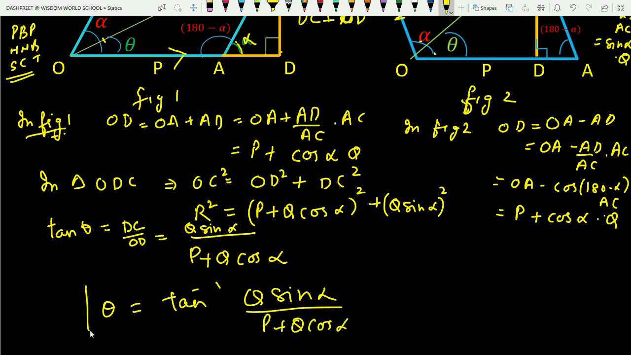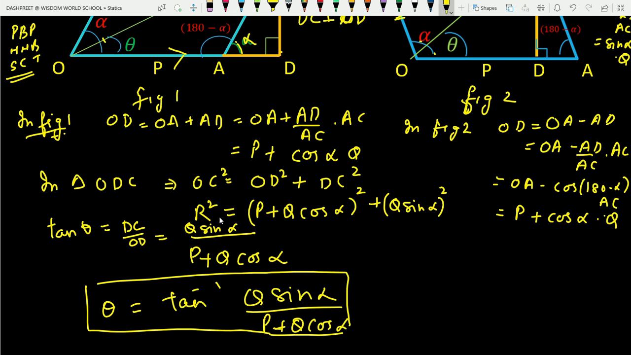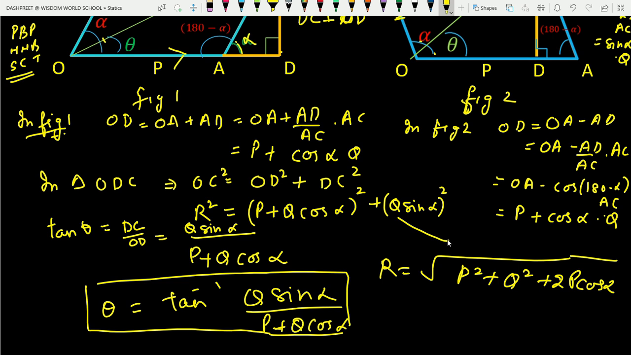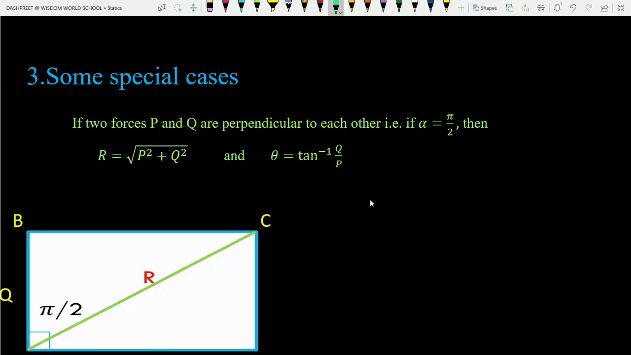So we will use this formula for calculating the direction, and the formula R is equal to root P square plus Q square plus 2PQ cos alpha. On simplification, this formula will convert into this formula. Now we will take some special cases. If two forces P and Q are perpendicular, meaning the angle alpha between them is pi by 2, then our resultant is given by root P square plus Q square.